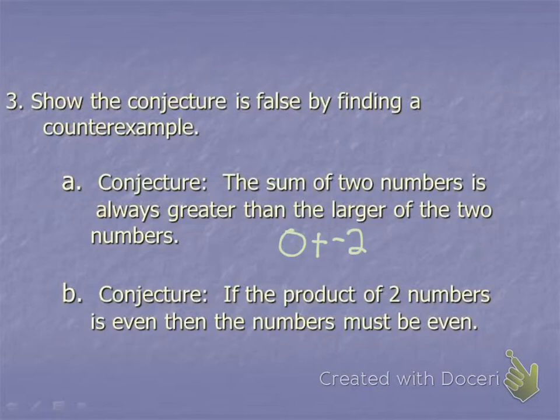The sum of 0 and -2 is -2. Is -2 greater than 0? It is not. This is a counterexample for this problem. I just proved their statement to be false. I thought of two numbers that I could add together that did not give me a larger number than the numbers I started with.